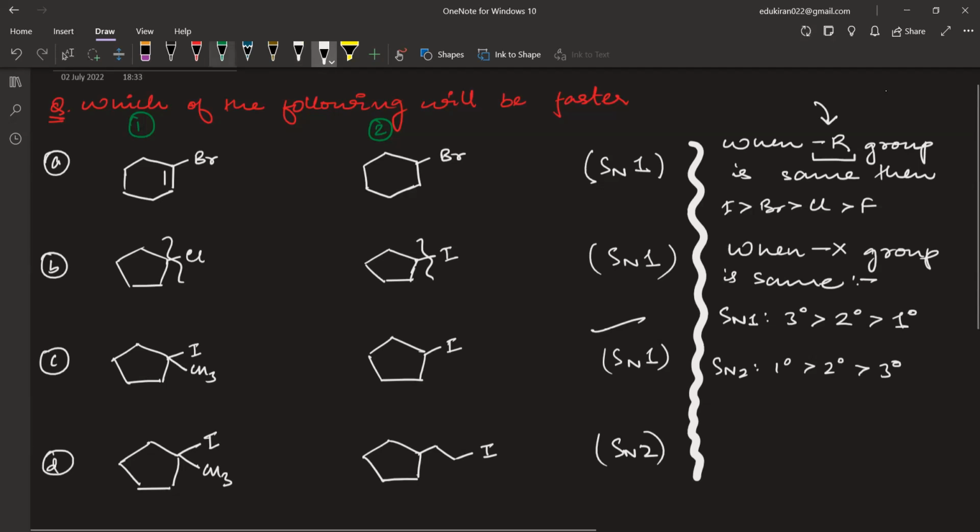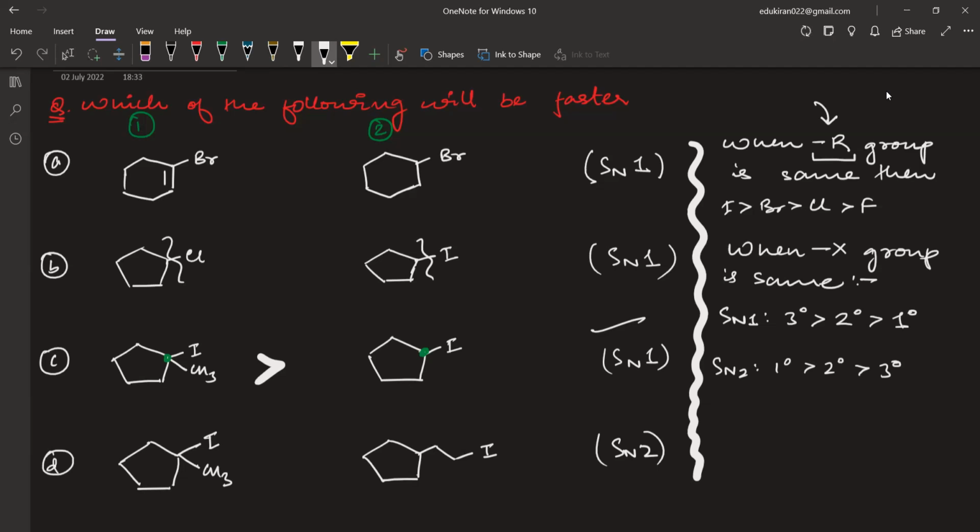You have to look at the alpha carbon. 3 degree will be fastest, right? Yes. So which will be faster, C or option number 1? You were saying it the opposite. In SN2, which will be faster? Here in D, between 1 and 2, which will be faster?